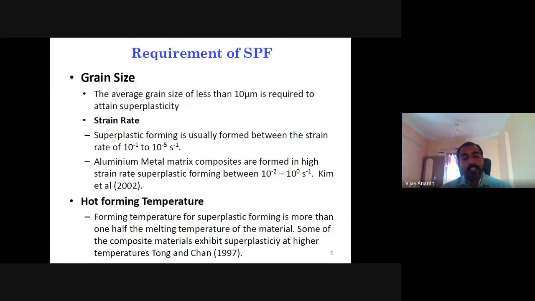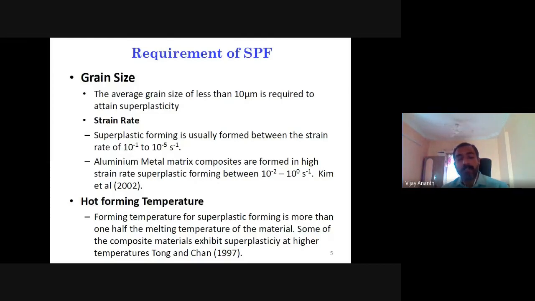The next one is strain rate. We have already seen the strain per second. Okay, strain per second. And normally in superplastic forming for smaller grain size, we work with very small strain rates, very small. That is 10 to the power of -1 to 10 to the power of -5. So it will take more time. The superplastic forming will take more time.